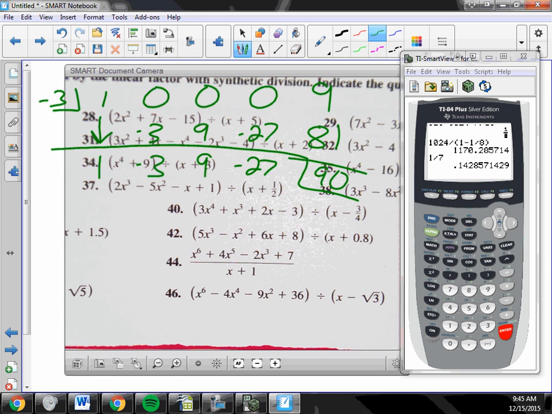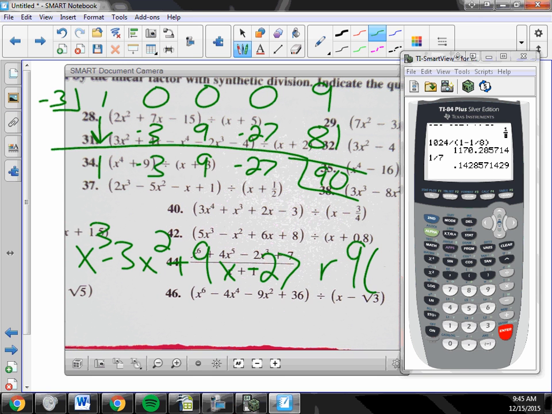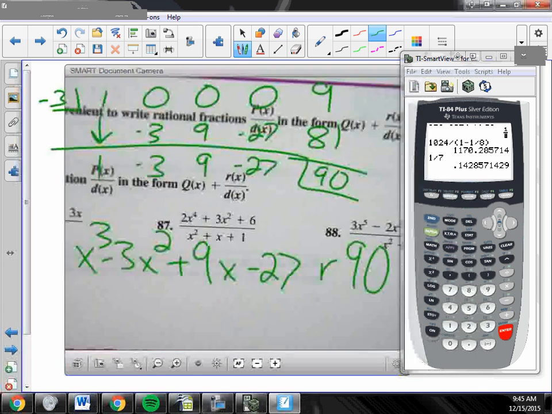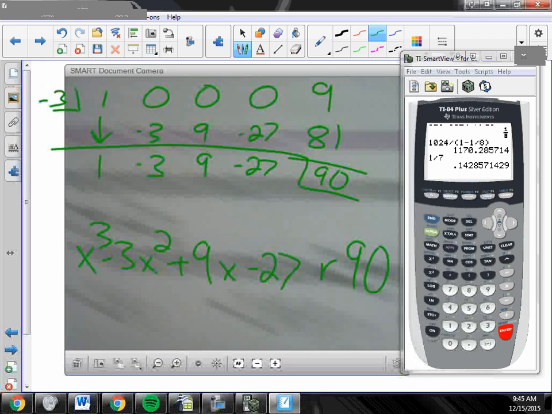So what is the answer? x to the third minus 3x squared plus 9x minus 27, remainder 90. Okay, and it gets a little bit tricky with decimals and fractions and square roots, but it's not too bad. Okay, and then if you turn the page, so that first set is all synthetic division, but on the next page you have your option.